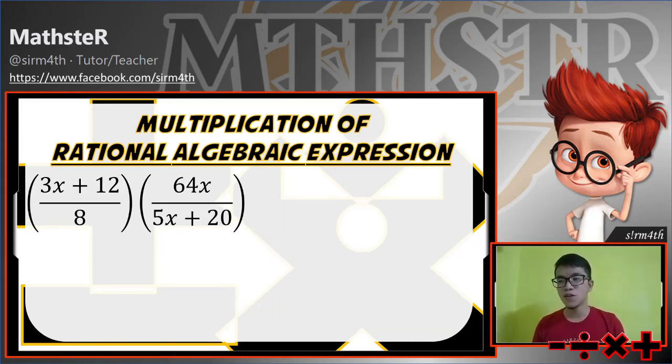So let's have the quantity of 3x plus 12 over 8 times the quantity of 64x over 5x plus 20. Again, wag muna nating i-multiply yung numerator sa numerator and denominator by denominator. Ang gawin natin is to factor the numerator and denominator. Paano ba natin i-factor yon? So, dun sa unang fraction natin, sa unang rational algebraic expression, yung numerator is an expression. So, ibig sabihin, siya ang una nating i-factor dito.